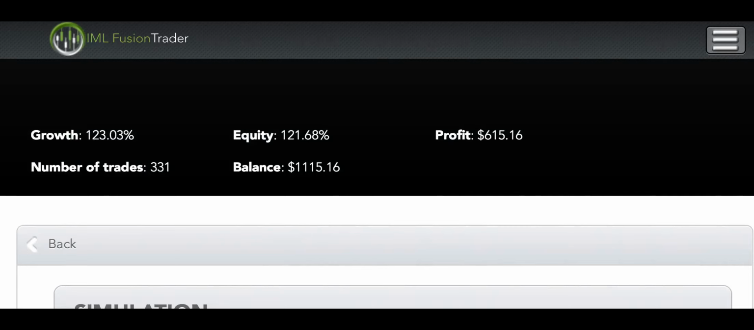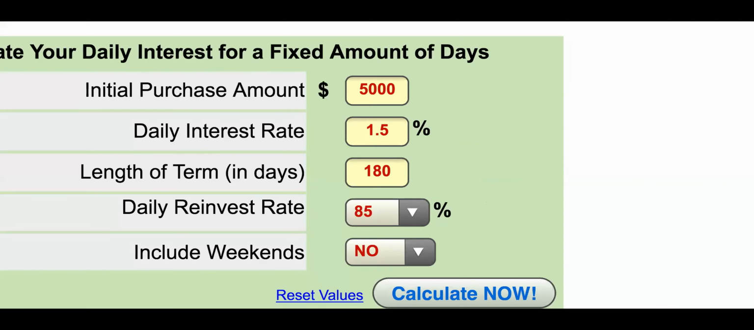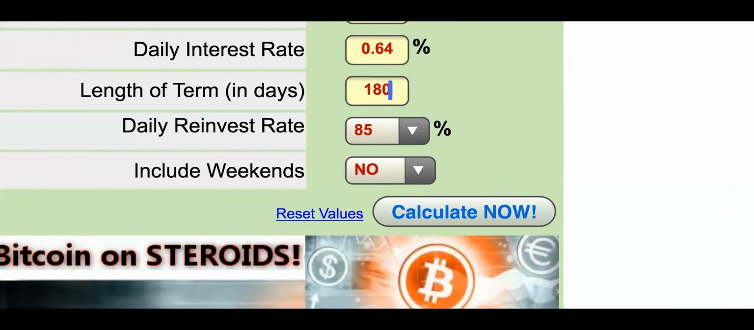Let me go to this screen, and you want to write this down. I go to compounddaily.com, and it's only one D. The D in compound and the D in daily are shared. So compounddaily.com. When I go here, I can show them, okay, if you started with $500 and you did an average of 0.64% per day starting now, because that is what he's averaging, about 0.64% a day, you want to look at what your growth could be for the year.